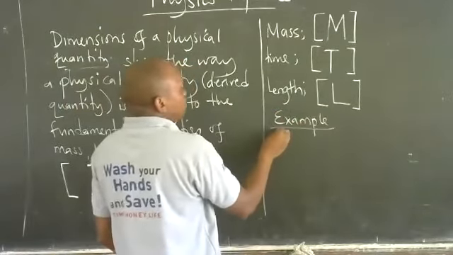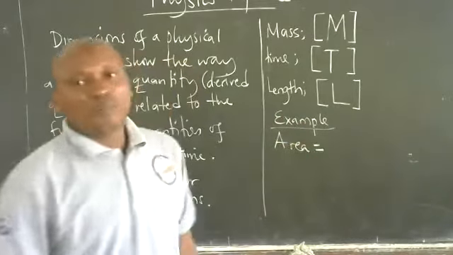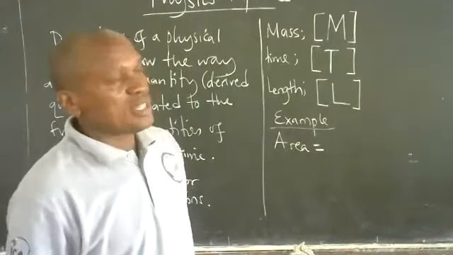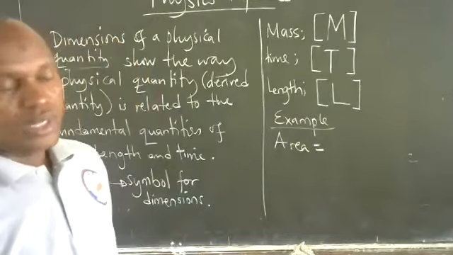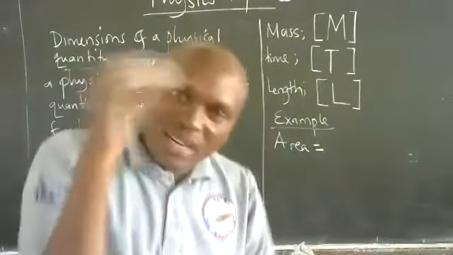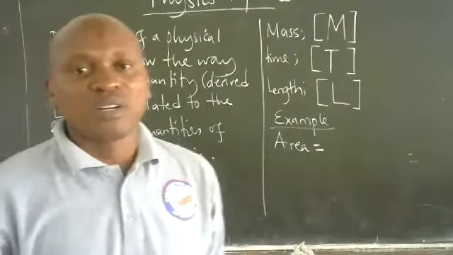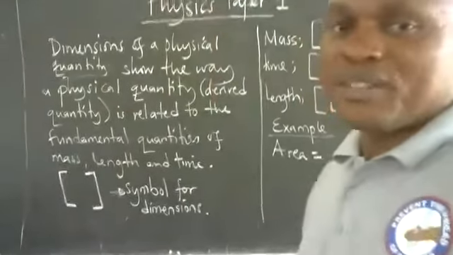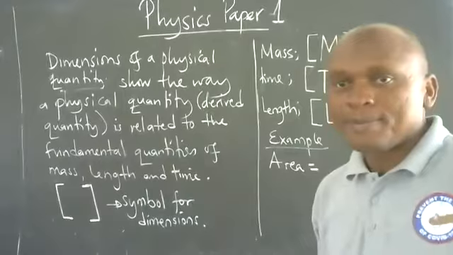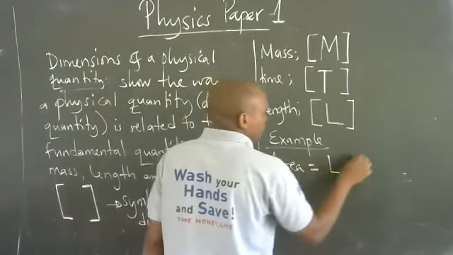Do you know area? What is the formula for area? Who remembers area? Now we want to see how those other derived quantities are related to the fundamental. That's our target right now. Somebody tell me, what is area? Length times width. Area is length times width.